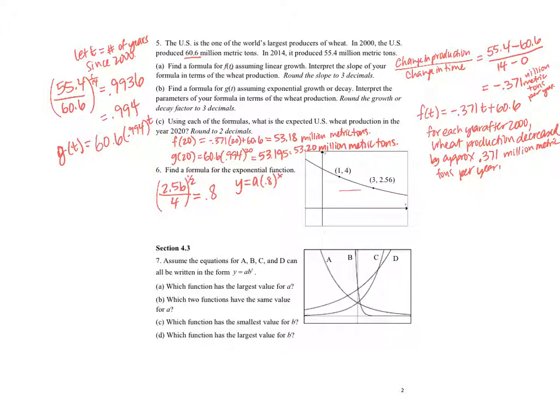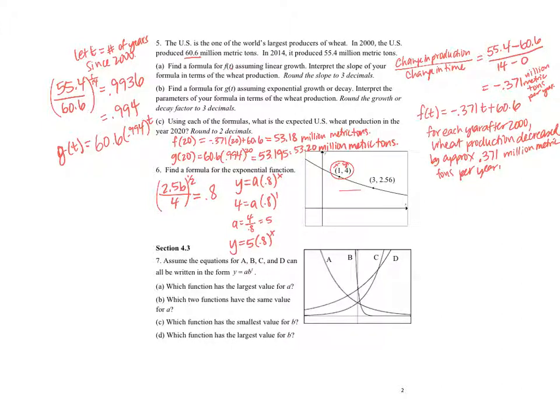So this is my function here, but I don't know what a is, but I can use this x and y value, plug it in, and find a. So I know that 4 is equal to a times 0.8 to the first. So I can divide by 0.8, so a is equal to 4 divided by 0.8, which is 5. And so my function then is y equals 5 times 0.8 to the x.